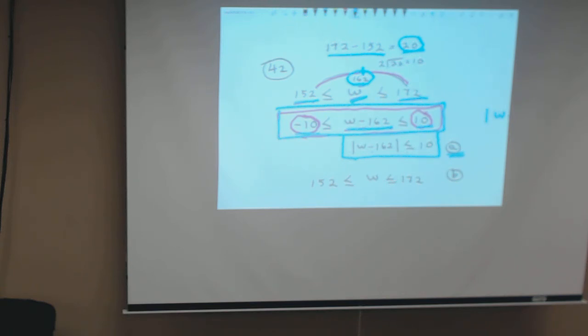That 10 and negative 10 might be the part that's messing with you a little bit. But it's basically, if the range from the low to the high is 20, then half of that is going to be the number that goes out here outside of my absolute value sign. And then if I simplify that, if I add 162 to everything, and add 162 here, then I get 152 is less than or equal to W is less than or equal to 172.